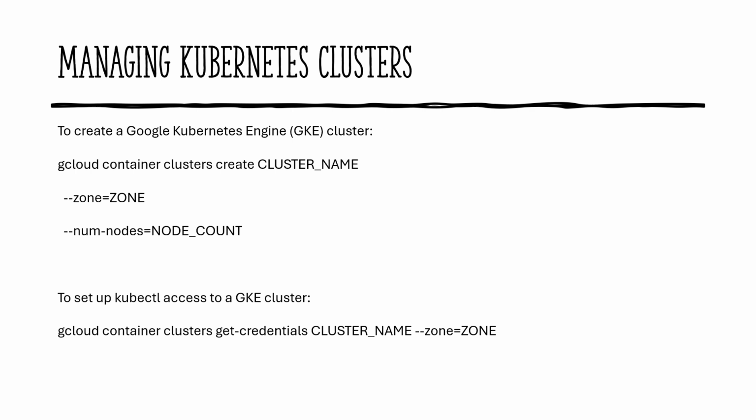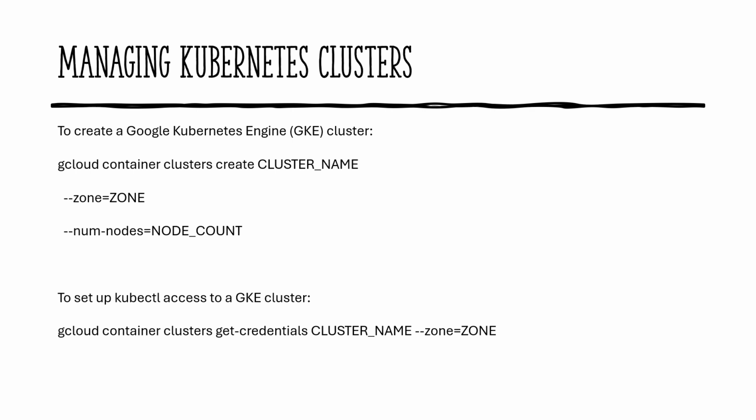3. Scaling a cluster. To adjust the node count of a GKE cluster, gcloud container clusters resize CLUSTER_NAME --node-pool=default-pool --num-nodes=NEW_NODE_COUNT. 4. Describing clusters. To list existing clusters in all locations, run gcloud container clusters list. To describe an existing cluster, run gcloud container clusters describe sample-cluster.